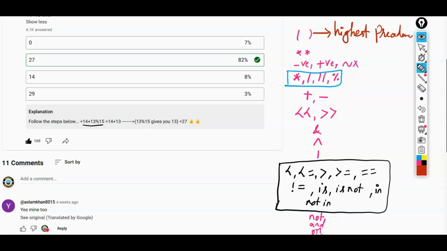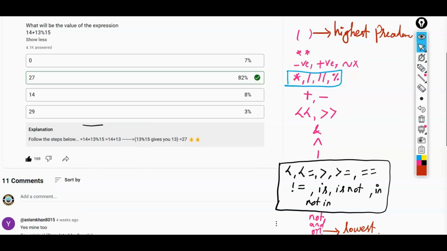So the lowest precedence goes to the OR operator. Okay, so this is your lowest. So now see the things correctly. Okay, let us see the question now.